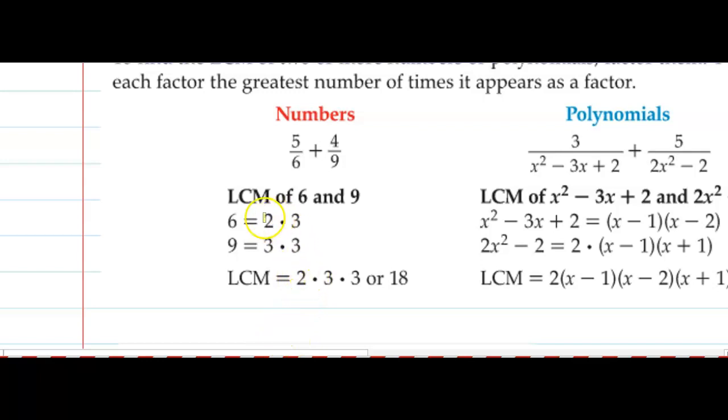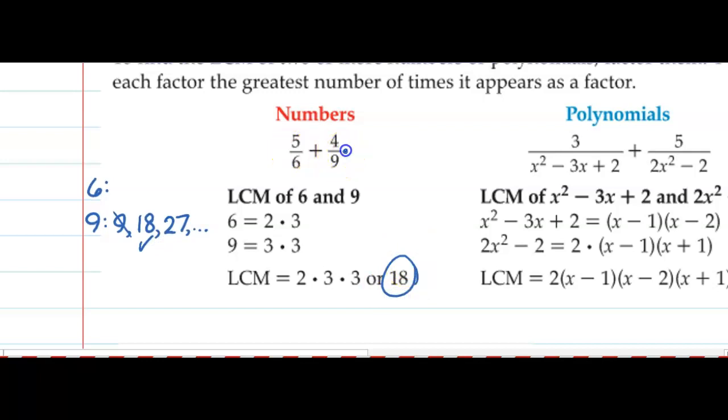So we need to have 1, 2. And then notice that 9 has 2 factors of 3. 6 only has 1. So we have to have the greatest number of these factors. And when we do that, we get 18. Another way to think about finding the least common multiple between two numbers, start with the greater number. 9 times 1, 9 times 2, 9 times 3, and so on. Checking each one to see if the other number can divide into it evenly. 6 can't divide into 9, but 18 works. That's another way to get that least common multiple.